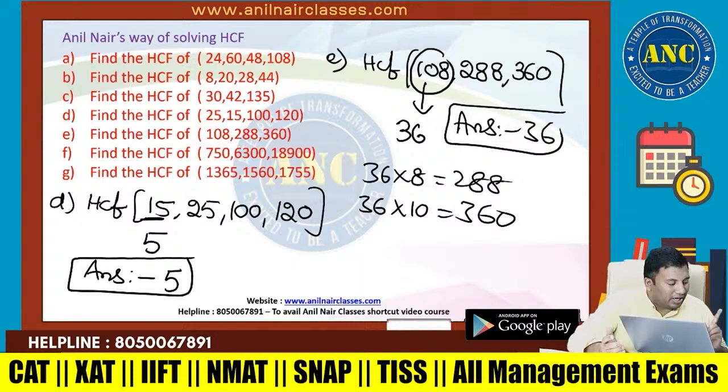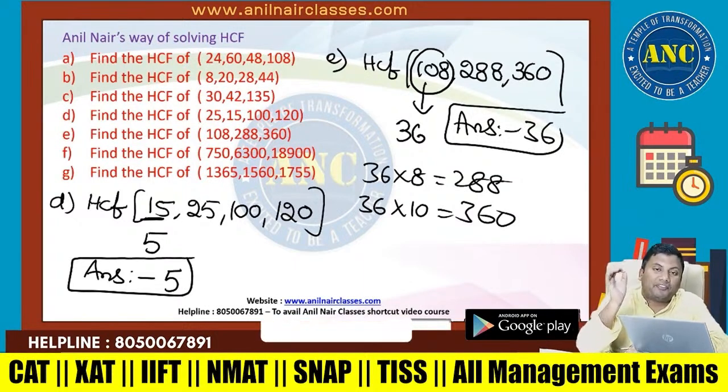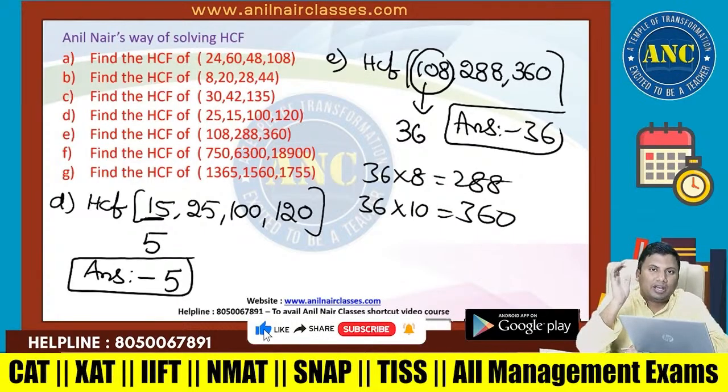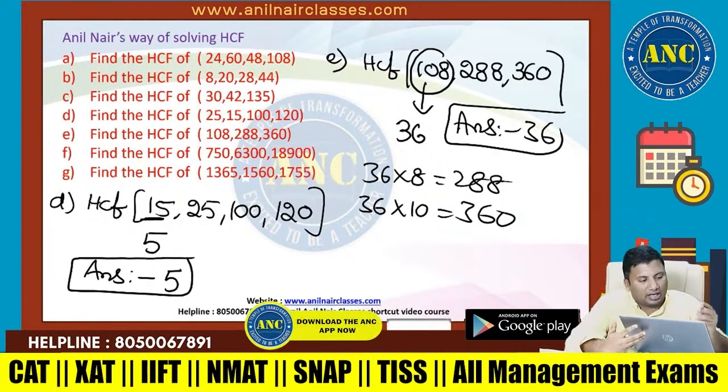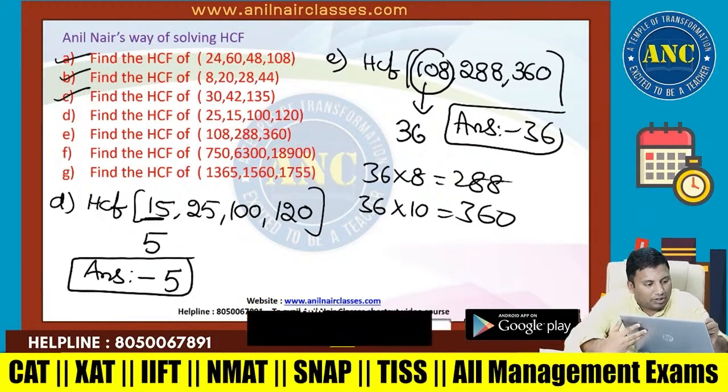Many of you are making a mistake. If I take 15, 15 should be a factor of every number. Is 42 divisible by 15? No. So 15 is incorrect answer. I hope it is clear. A, B, C, D and E all are out.